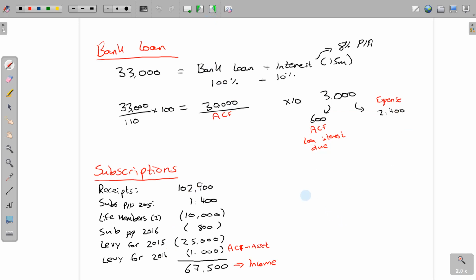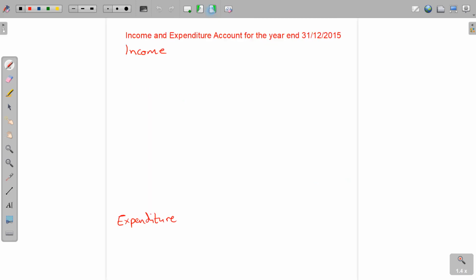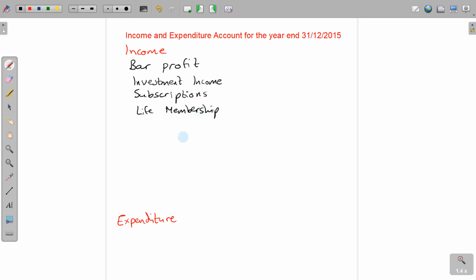Okay, so we should probably be putting that in the adjustments. Like, it's just a two-line adjustment. It's not a big deal, but it's just something that we have to be able to look out for. So what do we have? So we have bar profit. We have investment income. So these are what we were doing adjustments for. We had subscriptions. We did a lot of differences with subscriptions. We did life memberships. So these are the life memberships that we have written off to income.